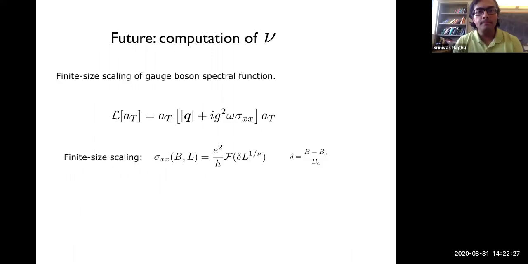All right. So we haven't been able to extract how interactions will change the localization length exponent due to gauge fluctuations. Since the conductivity enters via the Kubo formula into the gauge boson propagator as a quantum correction, the finite size scaling behavior of the gauge boson spectral function should in principle be able to tell us what nu would be, but we haven't managed to succeed in extracting that yet.